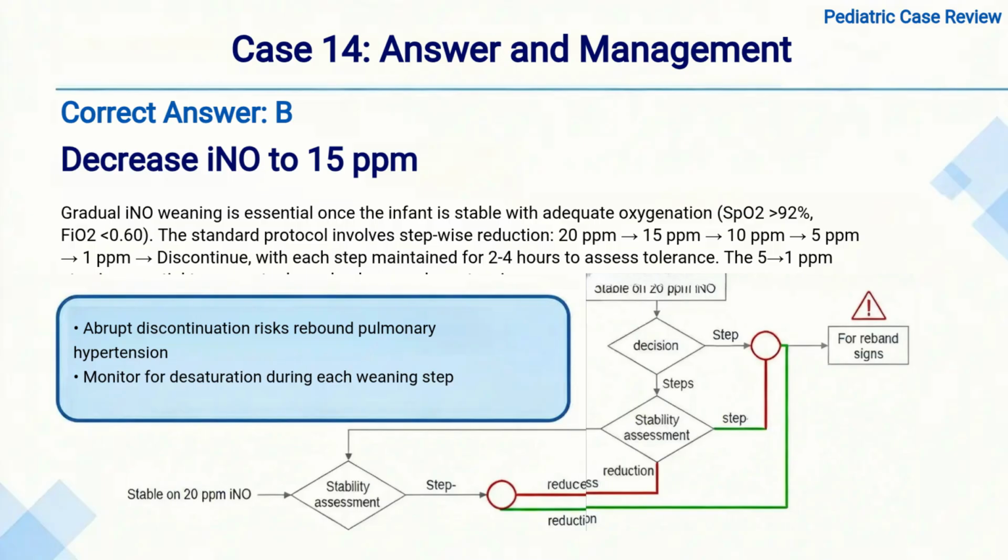The step from 5 to 1 parts per million is particularly critical because it prevents rebound pulmonary hypertension, which is a dangerous complication of abrupt discontinuation. During each weaning step, monitor closely for oxygen desaturation and return to the previous dose if oxygen requirements increase.